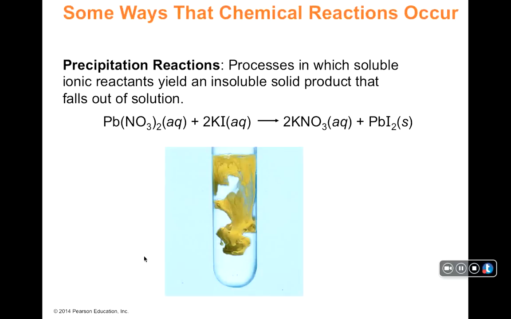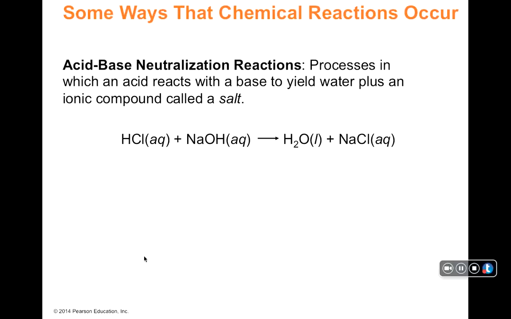Other types of reactions and other ways that chemical reactions can occur. Several of these we'll talk about further on, but here's just the class of different types of reactions, the general ones. A precipitation reaction is one where you have aqueous solutions and they're reacting together, and one of your products is a solid, and so it precipitates out of that reaction. So as it says, processes in which soluble ionic reactants, so these are aqueous solutions, yield an insoluble solid product that falls out of solution. And we'll talk a little bit about how you predict those in a bit.